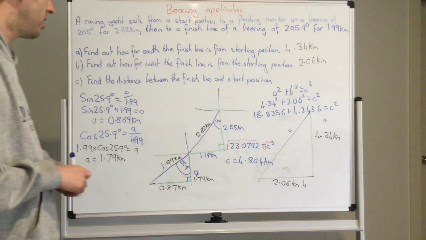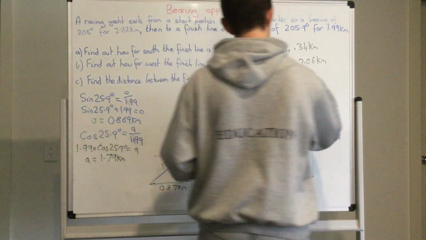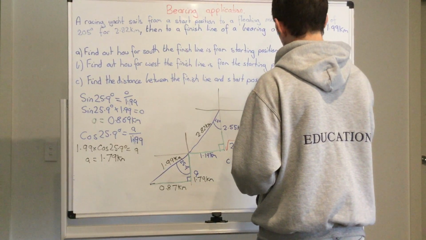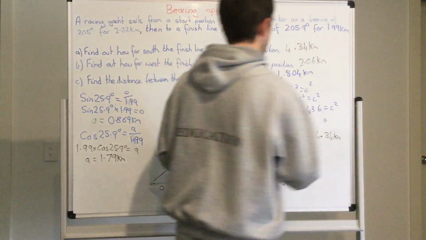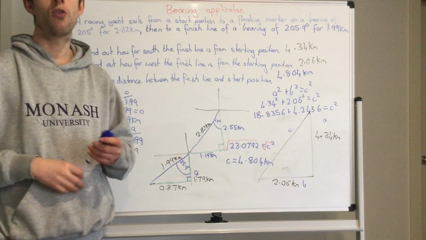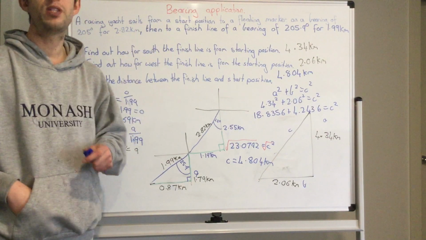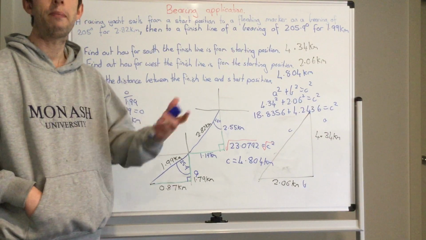And there you have it. So we know our distance from the start to finish is 4.804 kilometres. Really hope that helps you understand how to use bearings in an application form.